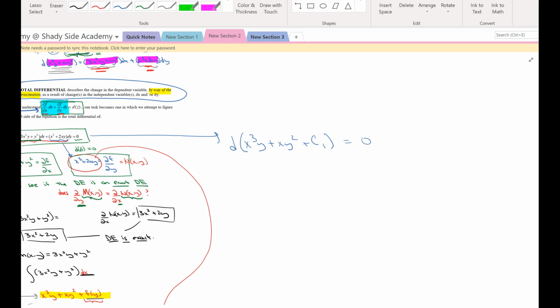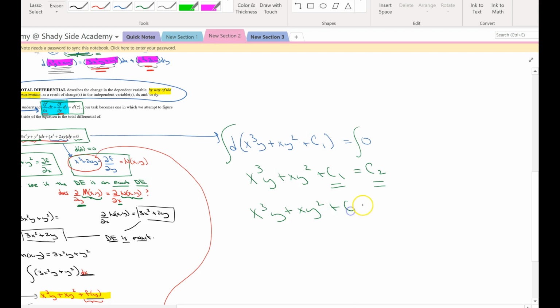I'm going to now integrate both sides. And what I get is the integral and the differential cancel. I get x cubed y plus xy squared plus c1 equals, antiderivative of a constant is just some other constant. I can absorb these two together, x cubed y plus xy squared plus c, or k, equals 0. And I have just solved the diffie-q.